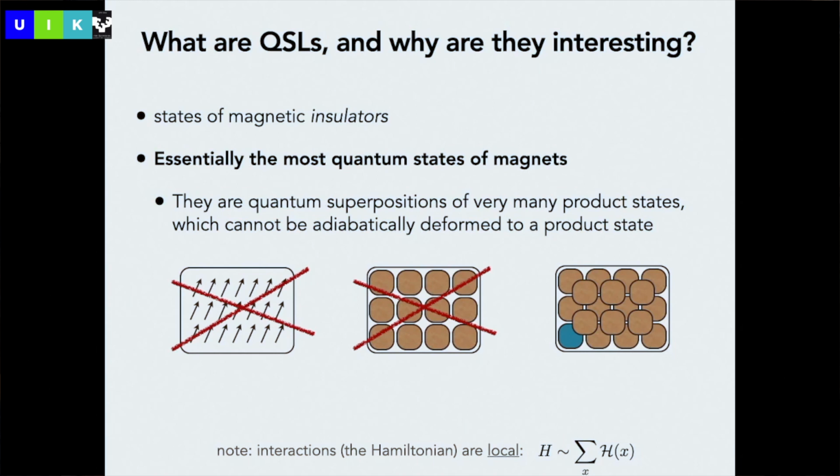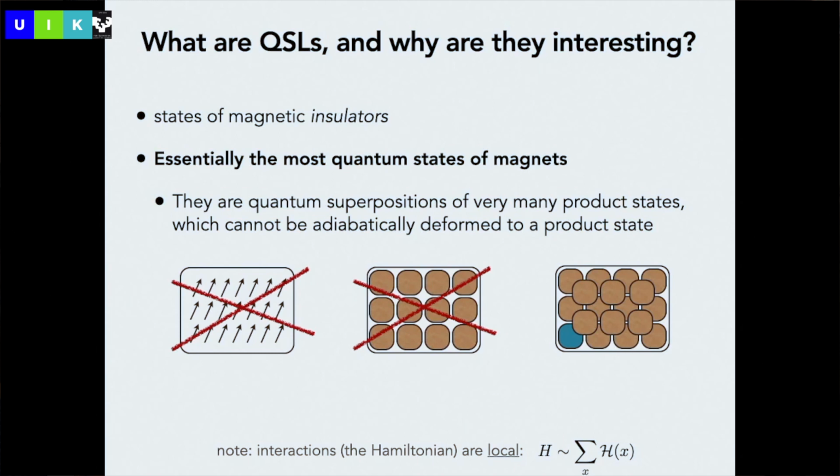And again, rather than giving a very precise definition, which in fact I'm not sure really exists if we want to be fairly general, I want to say they're essentially the most quantum states of magnets. And that's in the sense that they are quantum superpositions of very many product states. So product states are essentially more or less classical states, and not only are quantum spin liquids a quantum superposition of very many product states, the superposition cannot be adiabatically deformed to a product state.